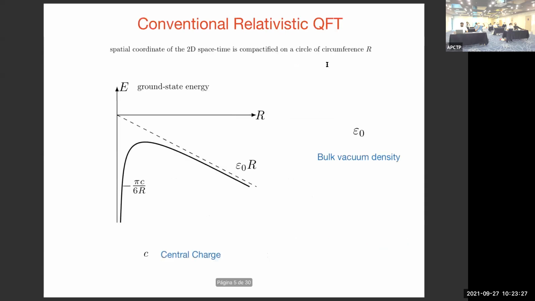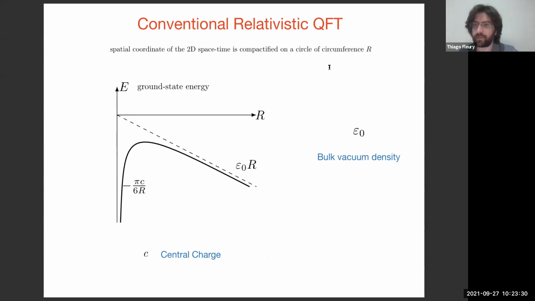I just find it a bit funny that you say conventional relativistic QFT and then you compactify space. I mean, in relativity, of course, it's not very natural to have periodic space, right?